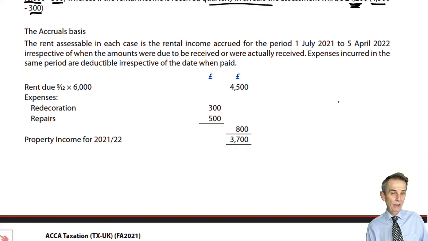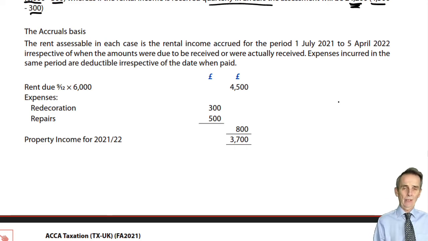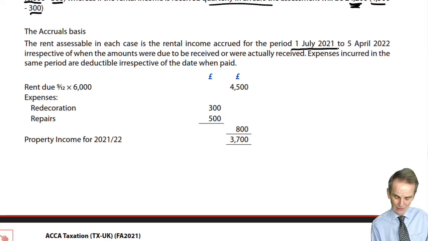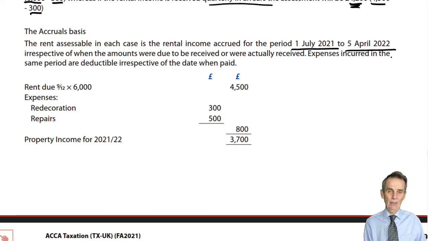Compare that with the accruals basis. The accruals basis, it doesn't matter when the cash comes in. It doesn't matter whether it's paid in advance or in arrears. In this particular situation, we didn't own the property and let it out until the 1st of July of 21. And that means that through to the end of the tax year, the 5th of April, we will apportion on a monthly basis.